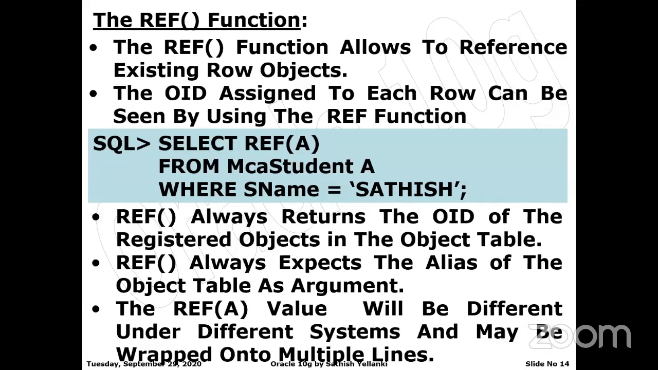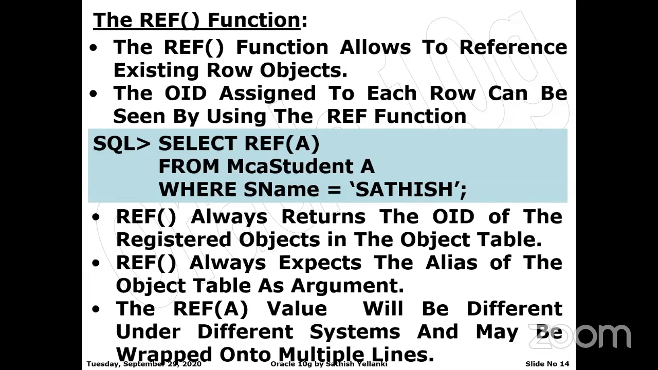to have one object table, because only object tables will be having object IDs. Every record that you insert into an object table will become an object record internally, and only object records will be having the object IDs.